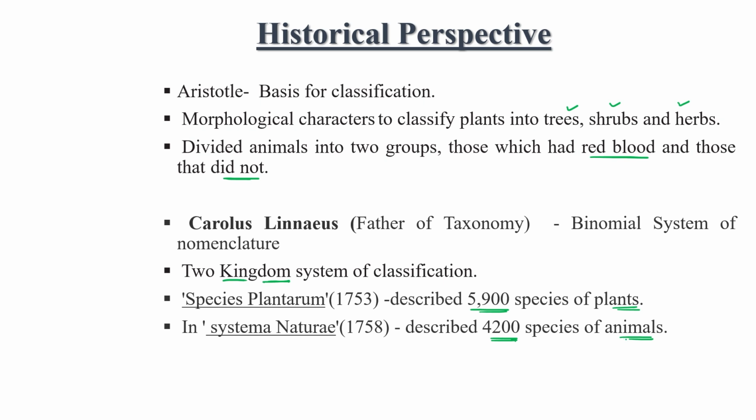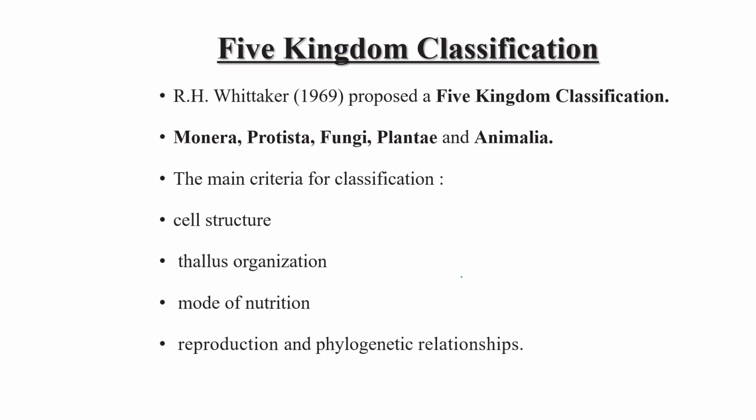Carolus Linnaeus is also famous for giving the binomial system of nomenclature. According to him, two different terms denote a single species name: the first term is the genus term, known as genus, and the second term is species. So he has done a lot of work related to taxonomy, and that's why he is known as the father of taxonomy.